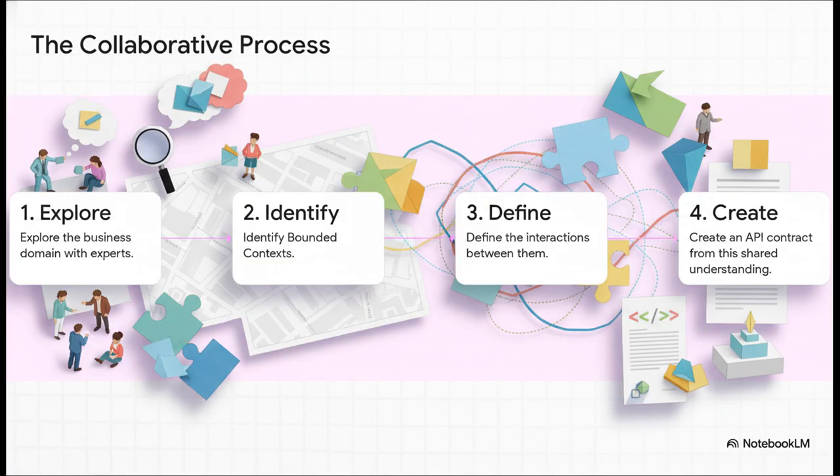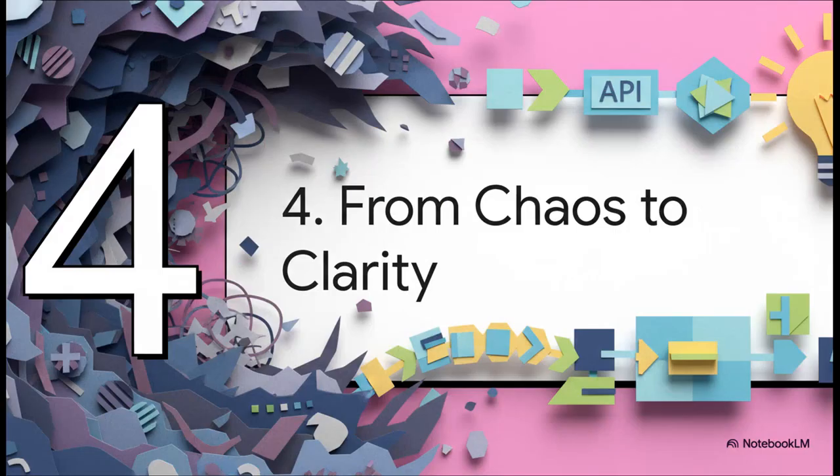You start by exploring the domain with the people who know it best, the experts. From all those conversations, you start to see these clear boundaries in your system, what DDD calls bounded contexts. Think of them as the big functional areas of your business, like shipping or billing. Then, you map out how they all talk to each other, and that shared understanding becomes the rock-solid foundation for your API contract.